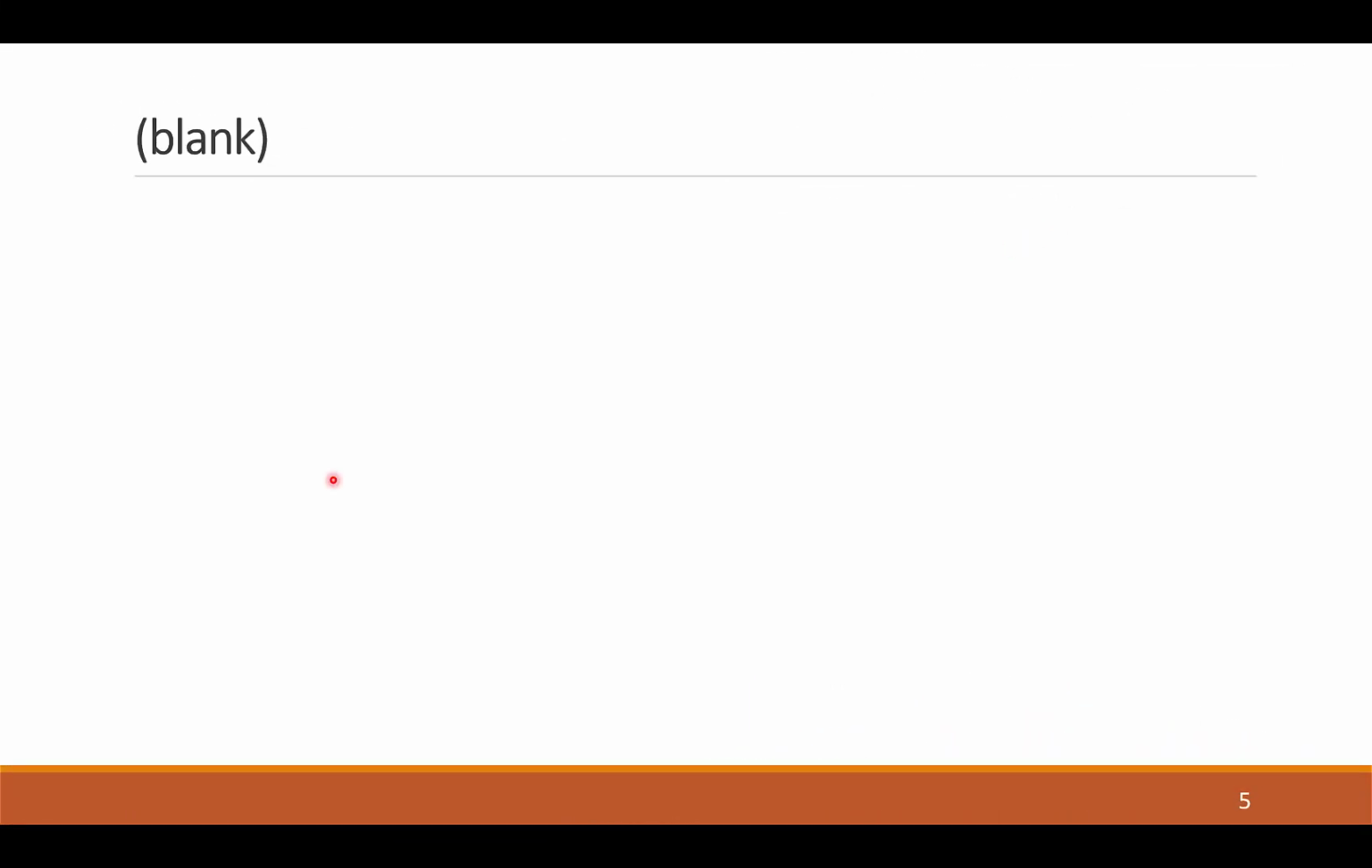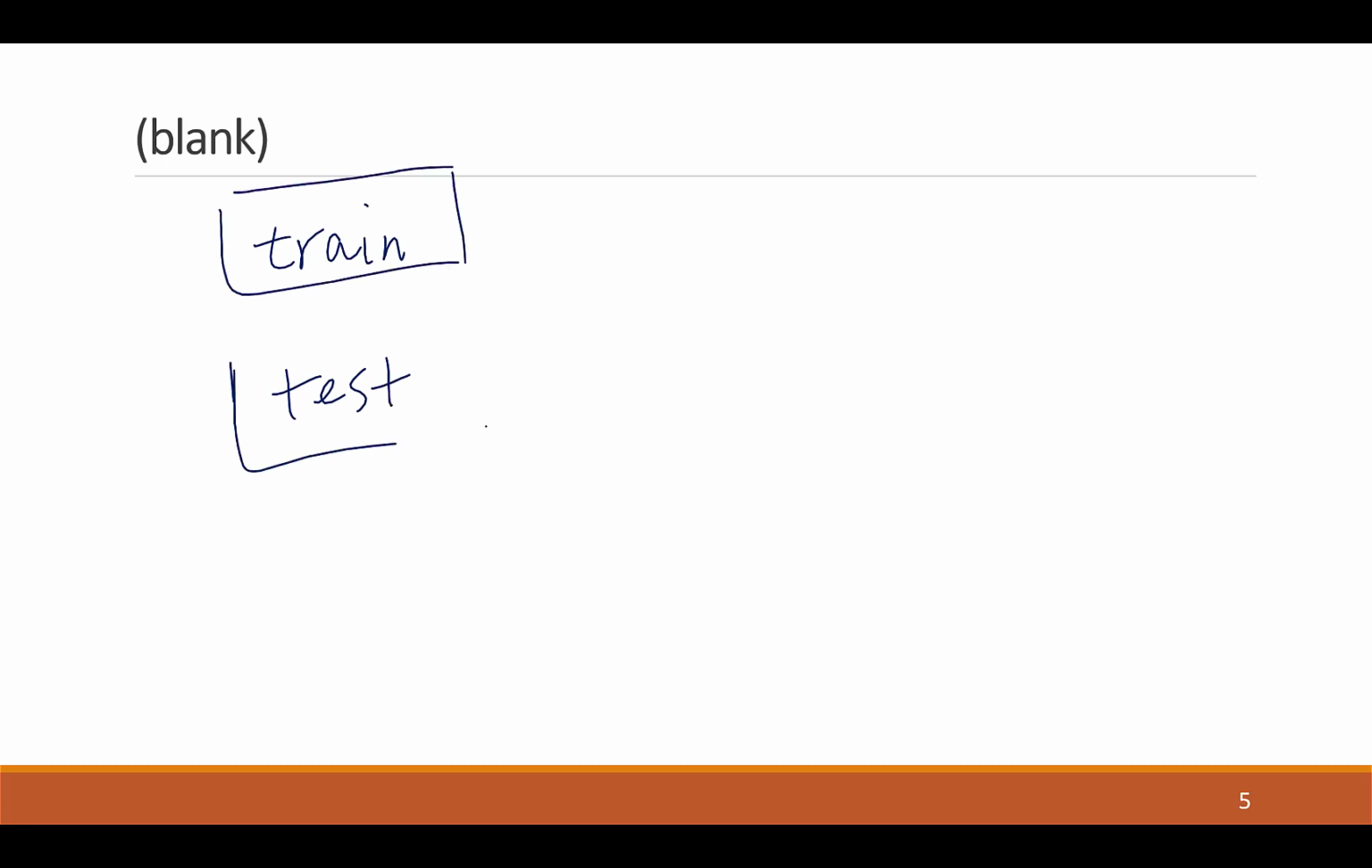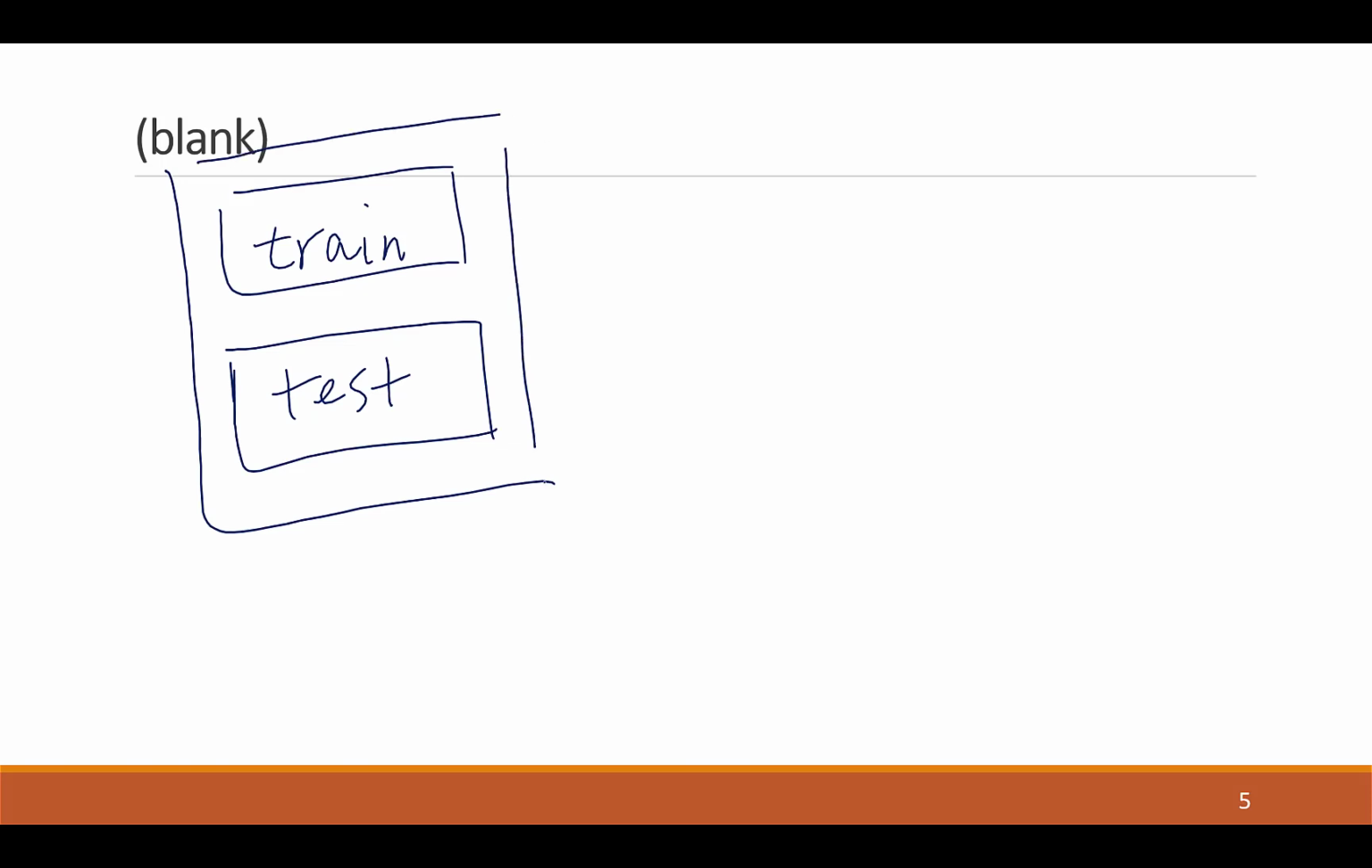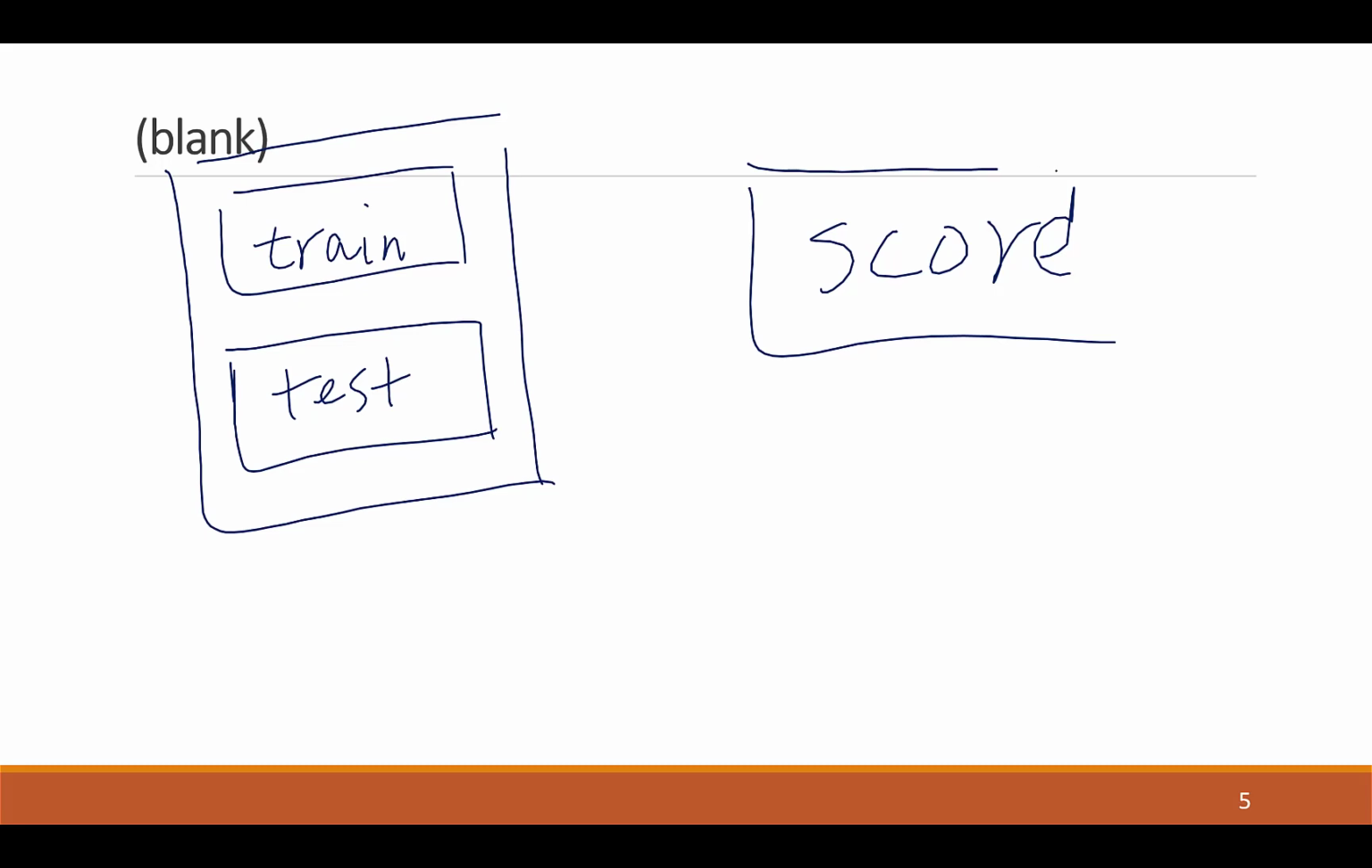Now, a few final points. The 3 data sets, the train, test, and score data sets, what are their differences and similarities? I talked about that. The train and the test set come from the same grand data set. That's why they are in the same big box. But the score set comes from a slightly different source.